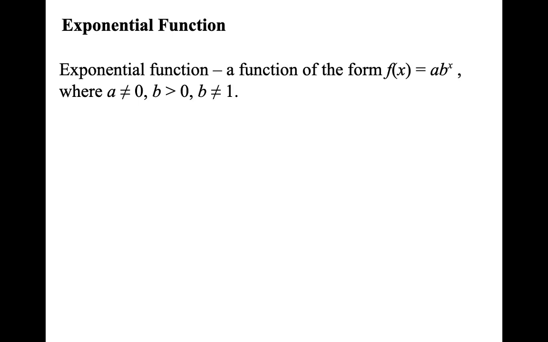Now we do have a couple restrictions here. It does say that a cannot equal 0. That makes sense because if you're multiplying by 0, then the entire thing would just equal 0 and you would have nothing.